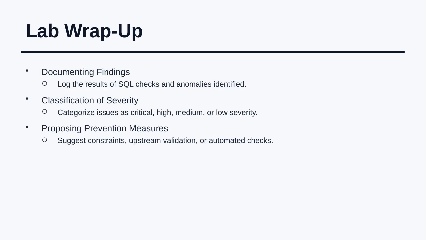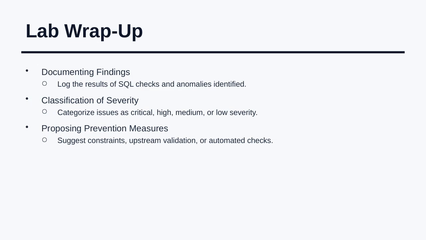As we wrap up the lab, it's important to document everything we've found during our SQL checks and the anomalies we've uncovered. This means carefully logging the results so we have a clear record of any data mismatches, transformation errors, or missing data issues. Once these findings are documented, the next step is to classify each issue by severity, whether critical, high, medium, or low, so we know which problems need immediate attention and which can be addressed later. Finally, we propose prevention measures to avoid these issues in the future.